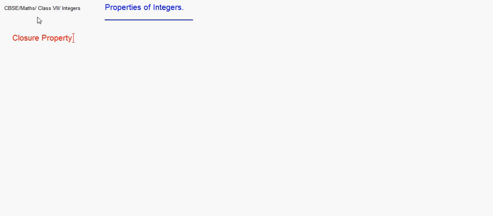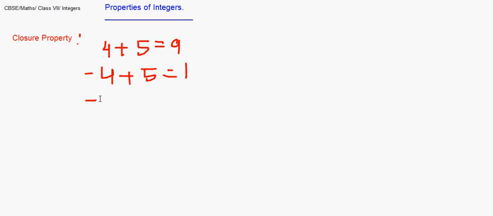What does it say? Let's see, if I add two integers, whatever they might be, just 2 positives, if I add, I'm getting 9. That's another integer. If I add maybe 1 positive with 1 negative, I'm getting the answer 1. That's again an integer. Or if I add -4 with -5, I'll get -9, which is also an integer.